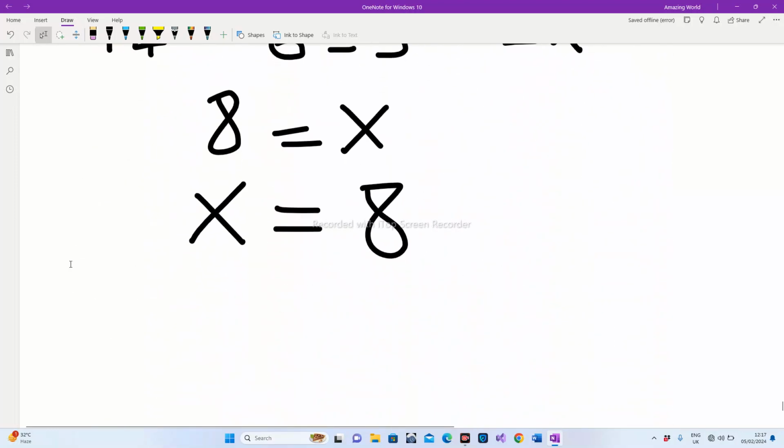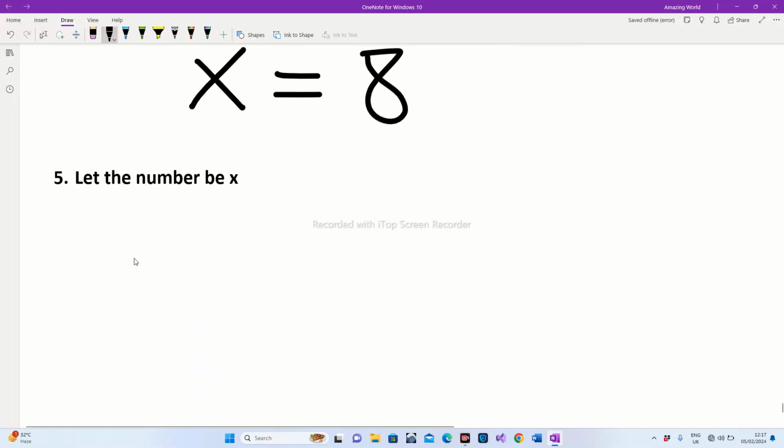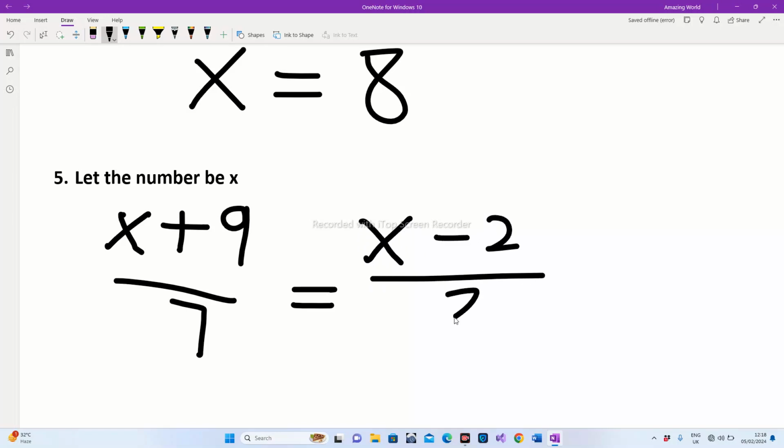Okay, bear with me. So over here we say let the number be x. And we have that when 9 is added to the number, the sum is divided by 7, and then the result is equal to when 2 is subtracted from the number and the result is divided by 3. And this is all that is to it.